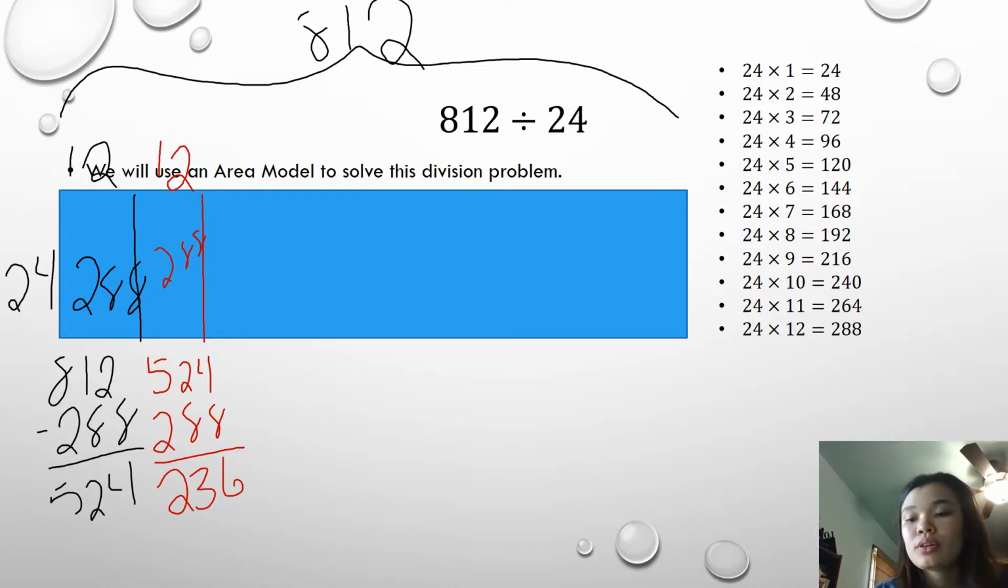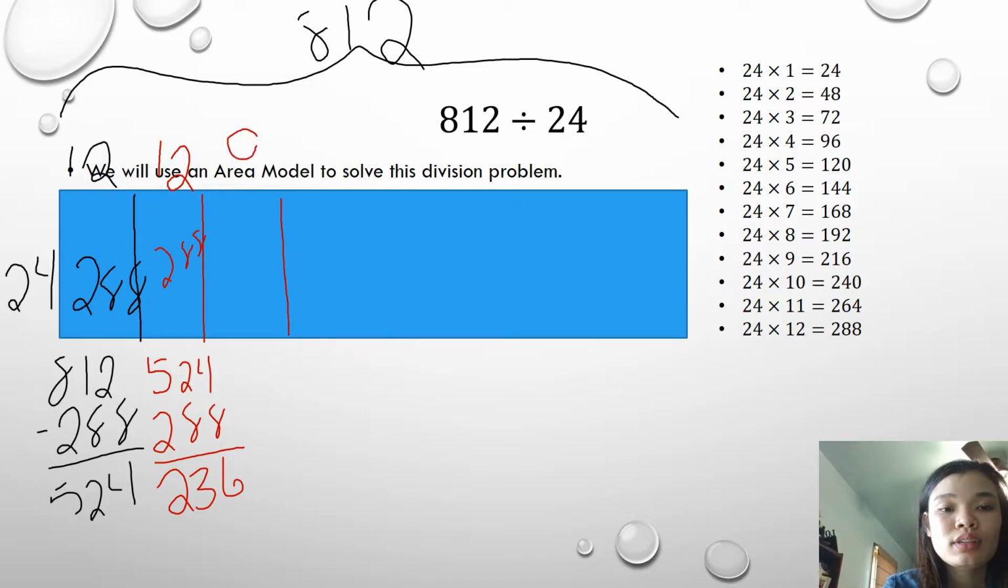So this time we can't actually use 12, right? Because then we're not going to get an answer. Technically we're going to get a negative number, so we want to stay in the positives. So what do you think we should multiply 24 by? We should multiply by 9, right? I drew a bigger rectangle than I really needed, but okay, so 9. What's 24 times 9?